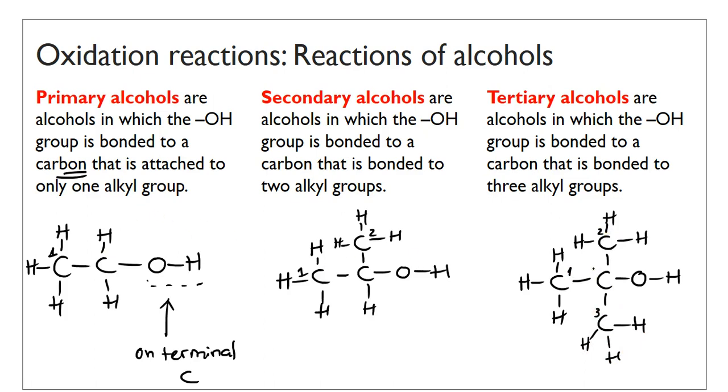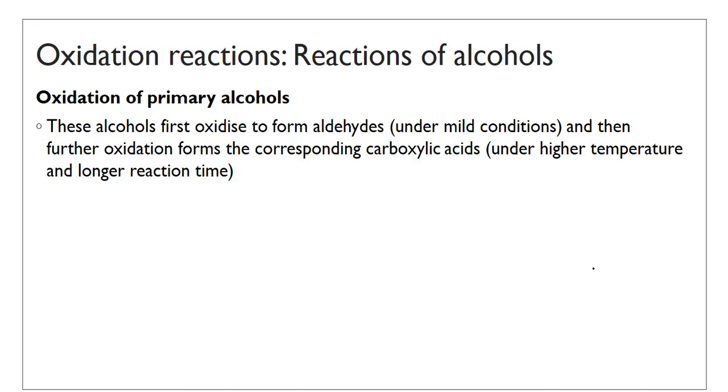Now, the catch here is that different types of alcohol are going to have different oxidation reactions. Not too different, but anyway. So let's start with the oxidation of primary alcohols. Primary alcohols can be oxidized into an aldehyde, which then gets oxidized further into a carboxylic acid.